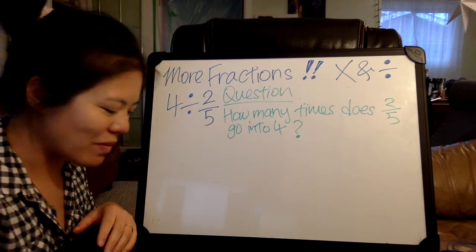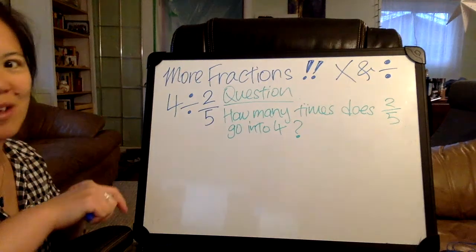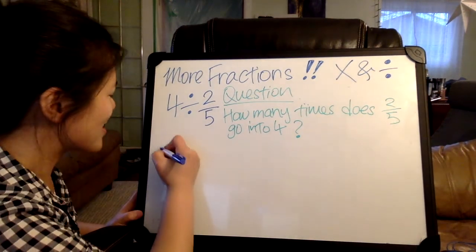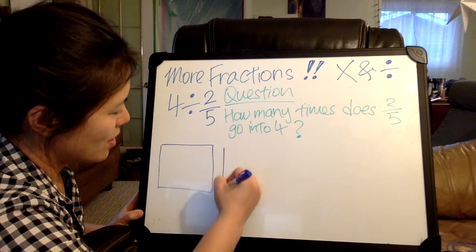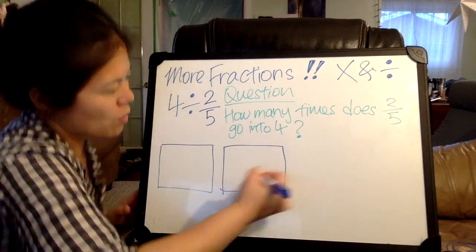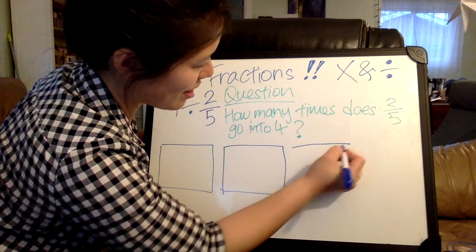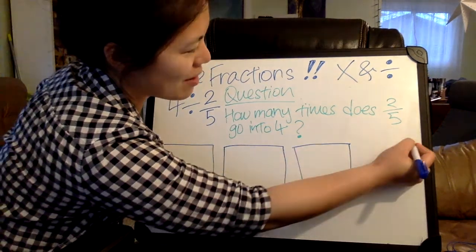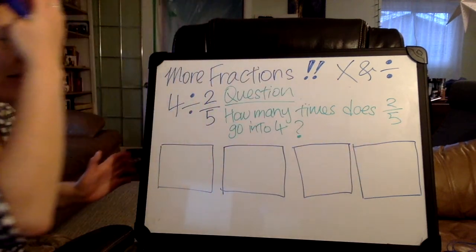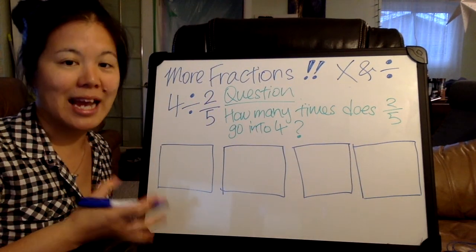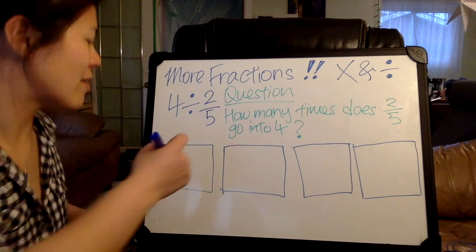Of course, we're going to use the area model. Big surprise there. So I am going to draw 2 holes. No, what am I saying? I am going crazy. I am going to draw 4 holes, right? And we want to see how many times 2/5 go in.